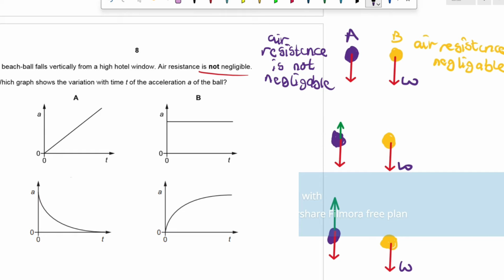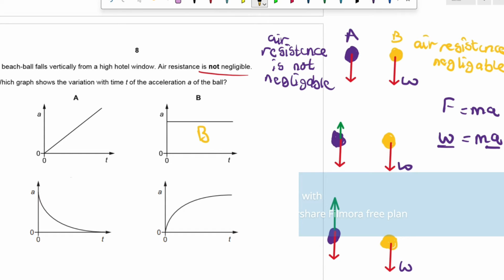So since F is equal to ma, the only force acting is going to be the weight, which is going to be contributing the mass and the acceleration. And if this doesn't change, the acceleration doesn't change, and the graph is going to look like this. So for scenario B, the graph is going to look like this.